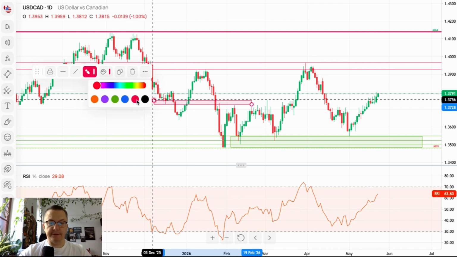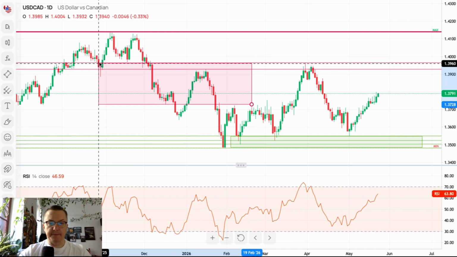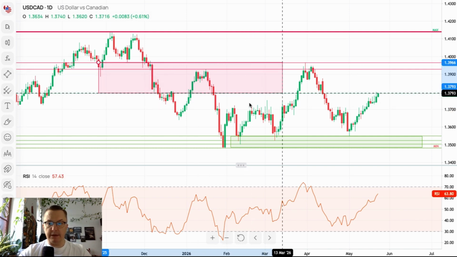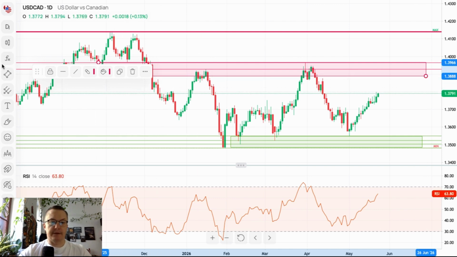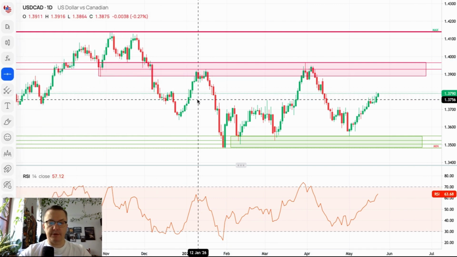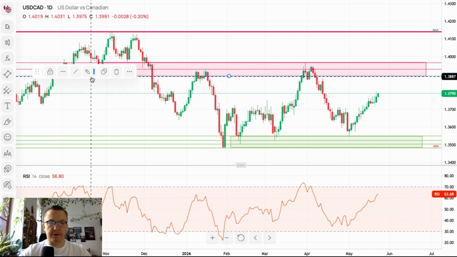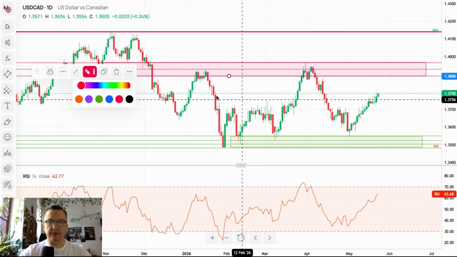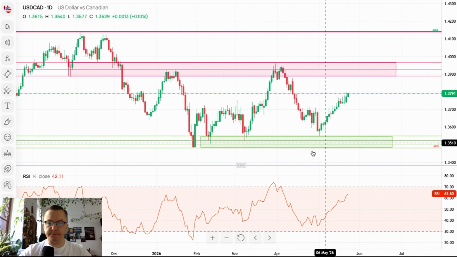Obviously doing this, there you go. So this is our supply zone. However, this supply zone might be a little bit bigger. I think that even this level here might be incorporated into the supply zone. So let me just change the color so we are on the same page. There you go. So quite a big supply zone, quite a big demand zone.